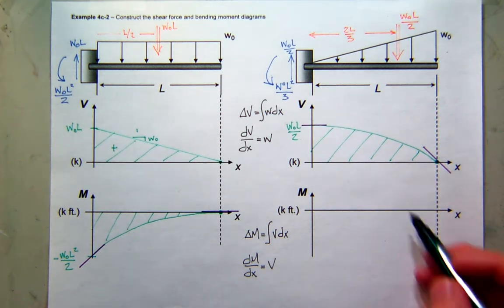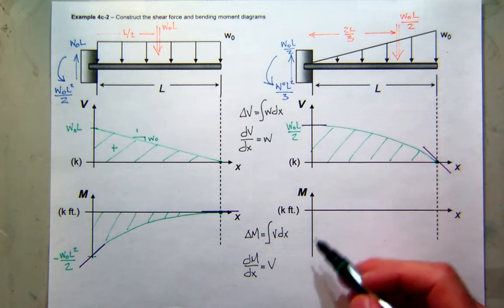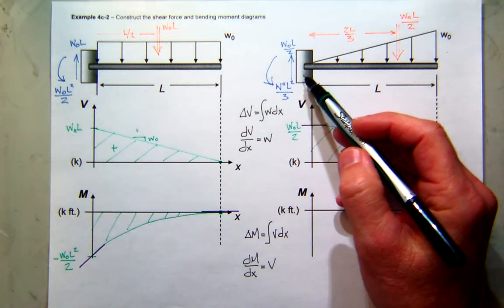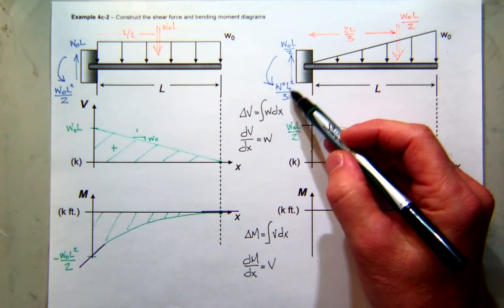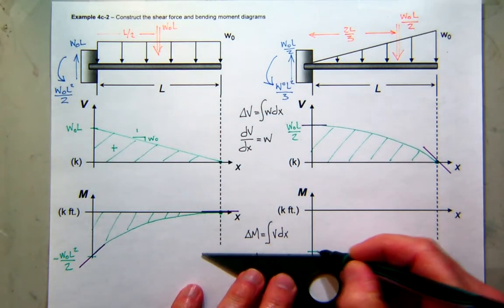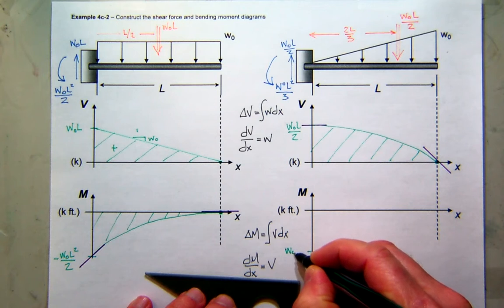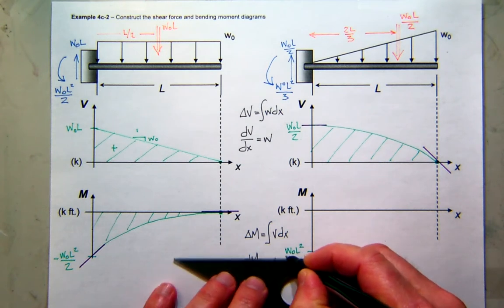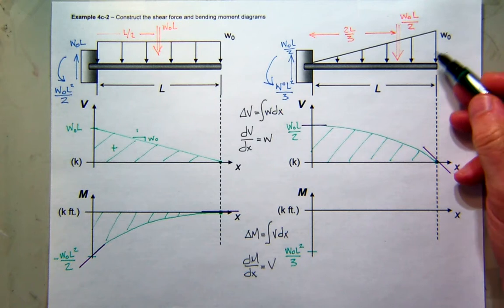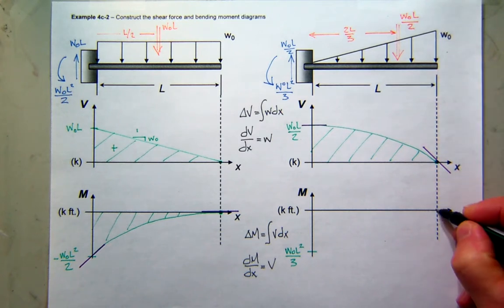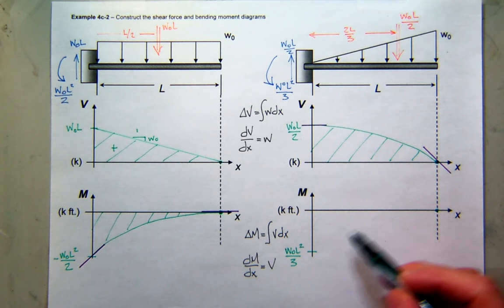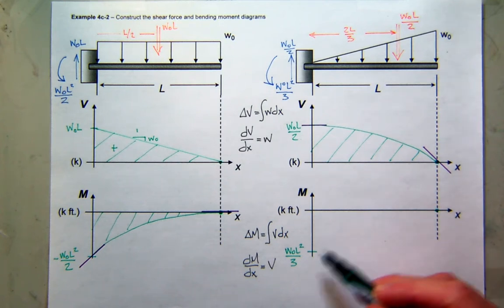Let's start to build a moment diagram using the shear diagram. So starting here on the left side, do I know what the bending moment is? Yeah. W naught L squared over 3. Is that positive or negative? Negative. So I got W naught L squared over 3. And then what's the moment at the free end? 0. So really, I kind of know what I've probably already got, so I'm in pretty good shape.